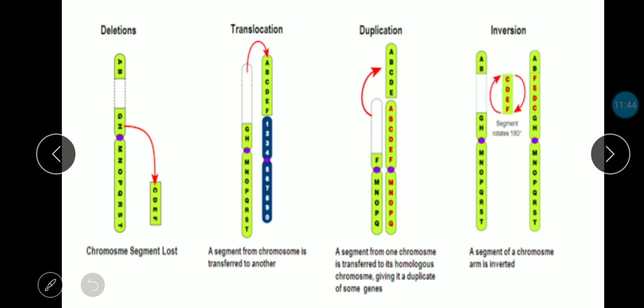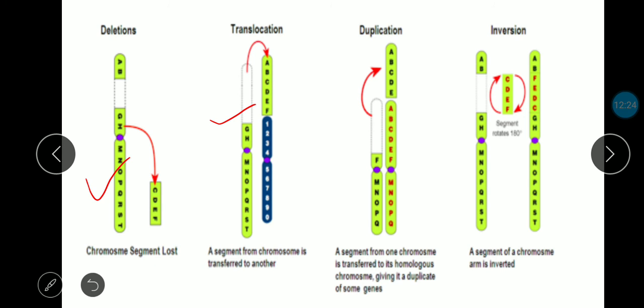First type is deletion. In the first chromosome, you can observe this type. Deletion means one segment of the chromosome gets lost, deleted completely. In the second, translocation means one piece of genes is detached and gets joined with another chromosome. The location of that segment gets changed, which is translocation.